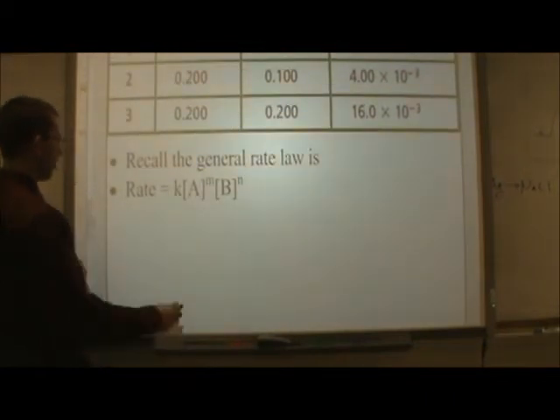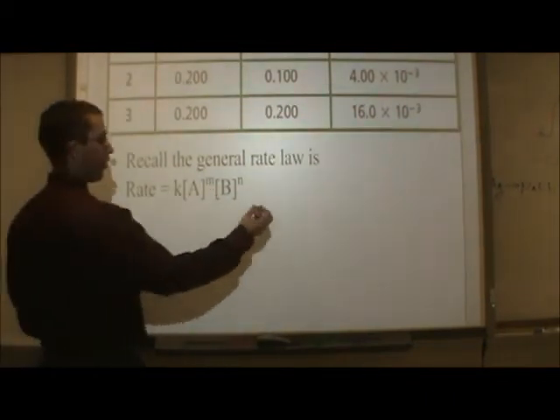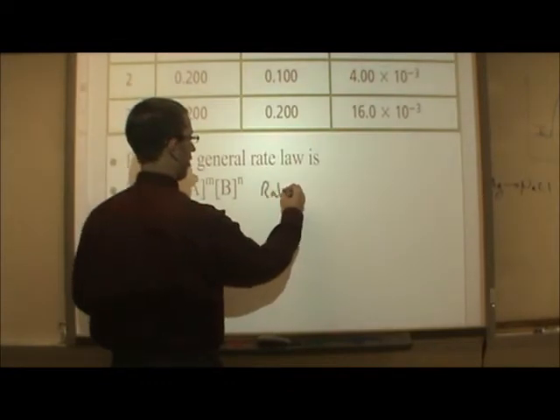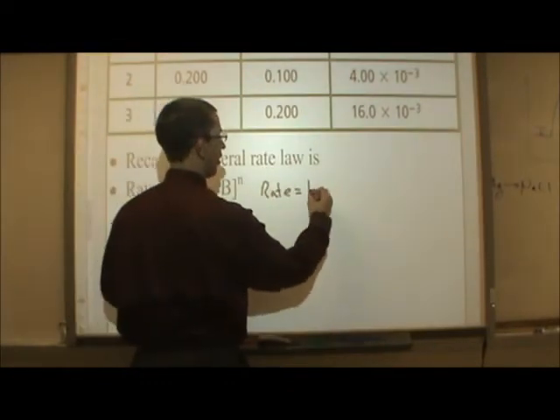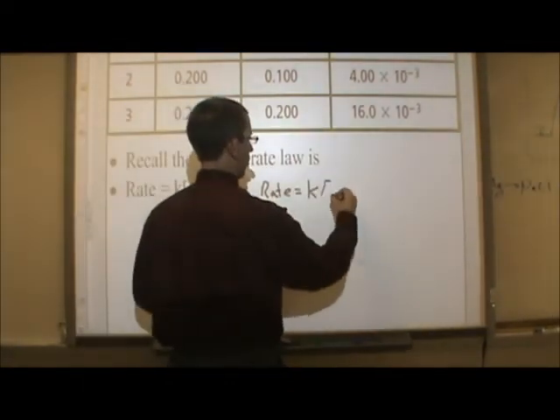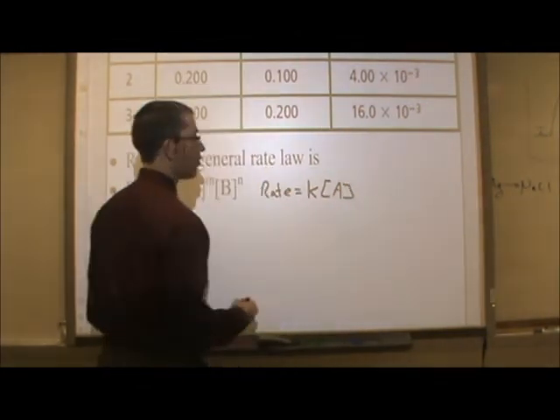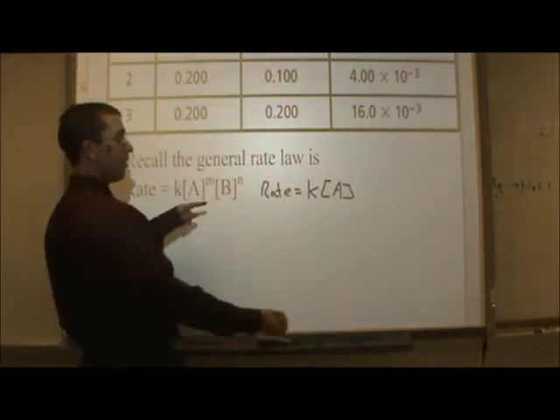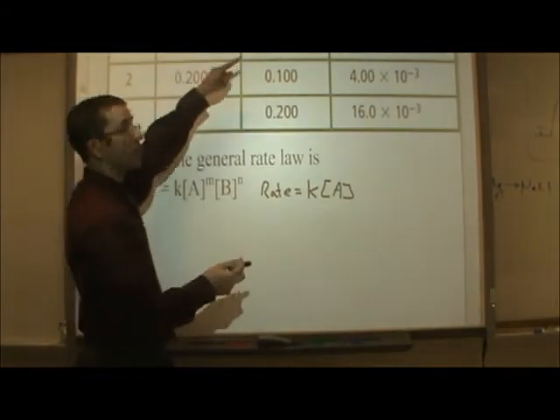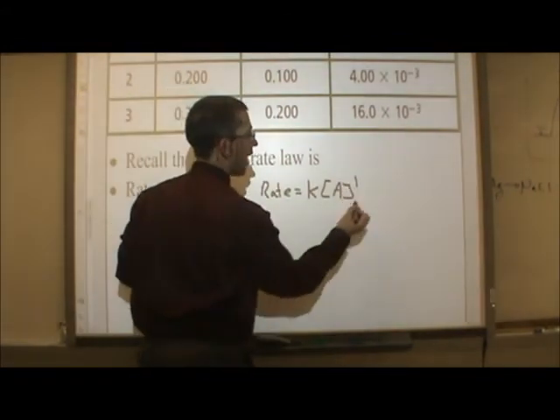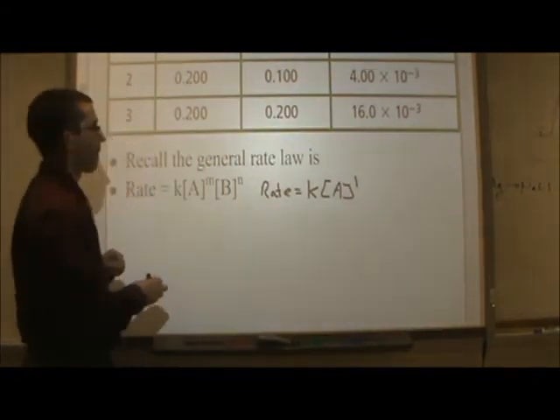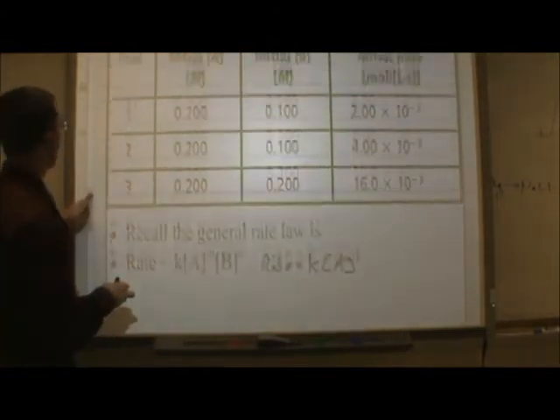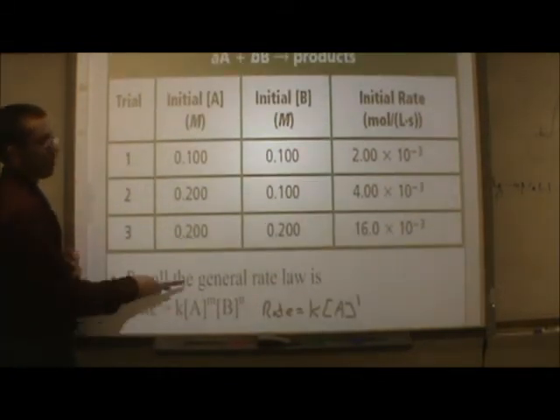So we're going to scroll down here, and here's our equation. So now we're going to write rate is equal to K, bracket A, to the first order, right? Because we doubled the concentration, the reaction rate doubled. So A to the first power, okay?